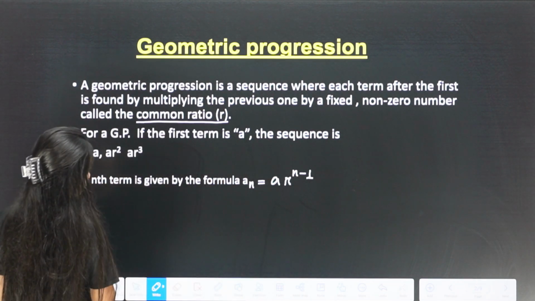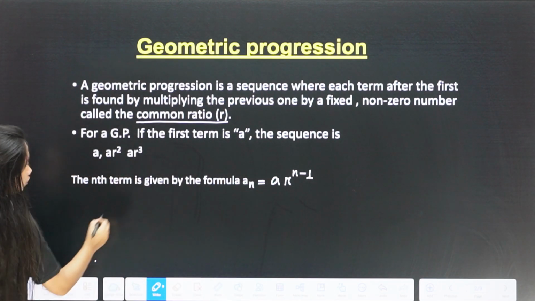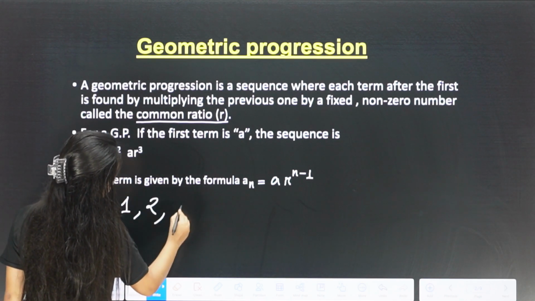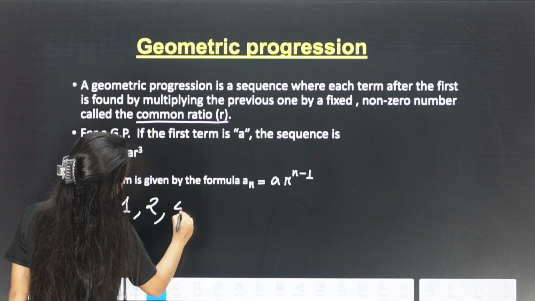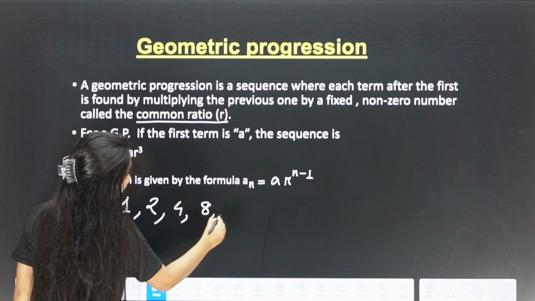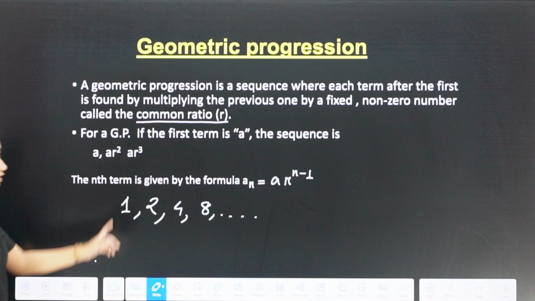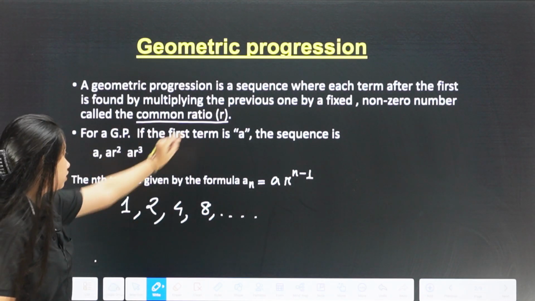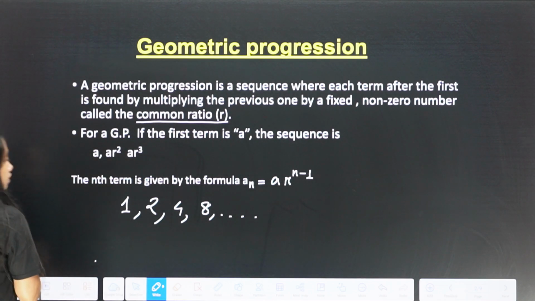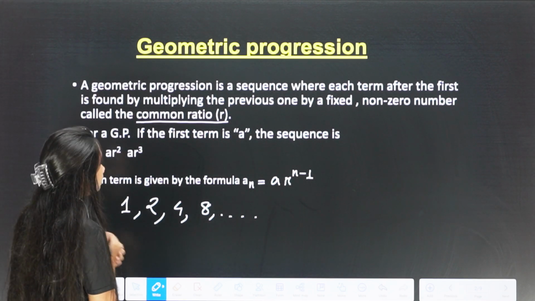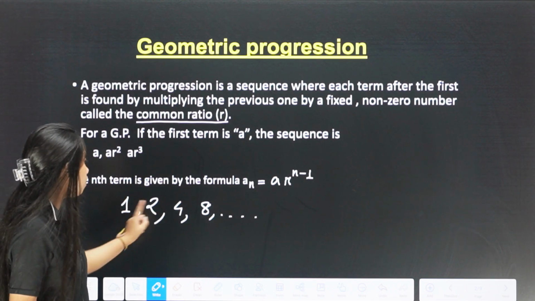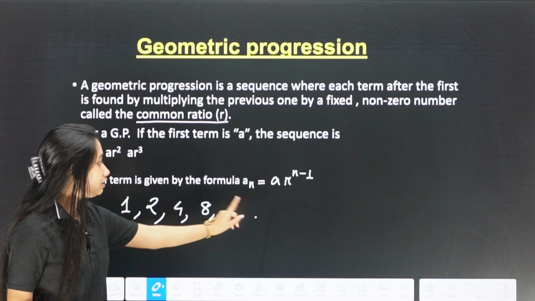For example, if we have the sequence 1, 2, 4, 8 and so on, is this sequence in GP, that is, in geometric progression? What we will do is find the ratio, and if the ratio is the same, then we will call this sequence a GP.